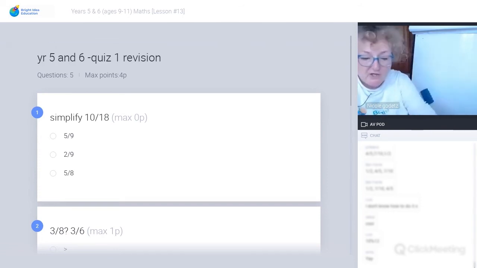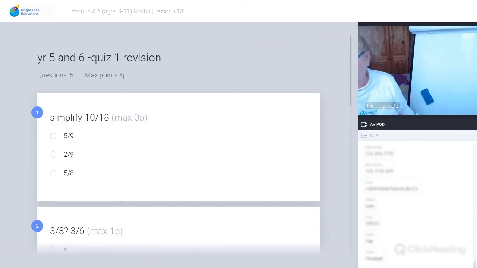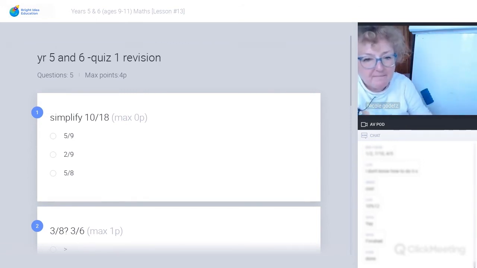So the first question, we are looking at simplifying 10/18. Remember the box with me in the top gets in the way of the thin vertical line that you need to use to scroll down. Okay, simplify 10/18. Looking for the highest common factor.